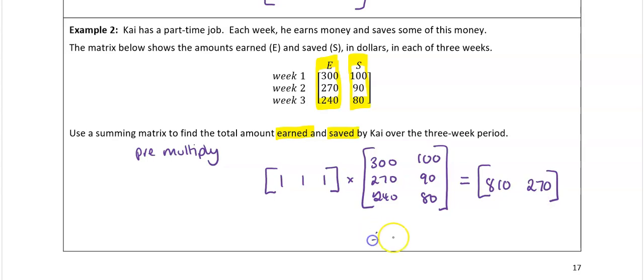So therefore, he earned 810, saved 270. Our labels still carry forward. Okay, so if we wanted to put that as our labels, we could. And that's now giving the total of the 3 weeks.